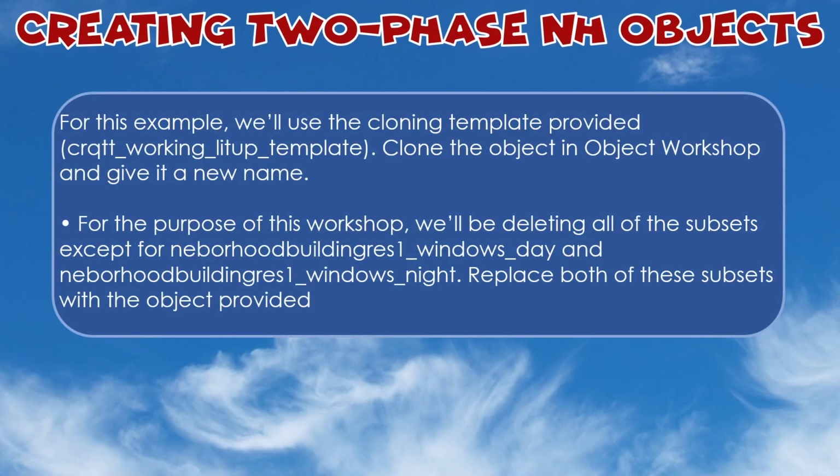Creating two-phase neighborhood objects. For this example, we're going to use the cloning template provided. I added that in the workshop post. Clone the object in Object Workshop and give it a new name. And then in this case, there are going to be 2 subsets, a day subset and a night subset. We would need to replace both of those with the object that I provide.